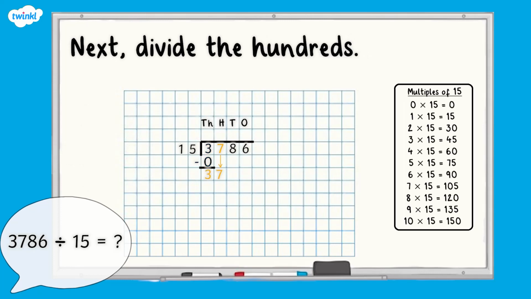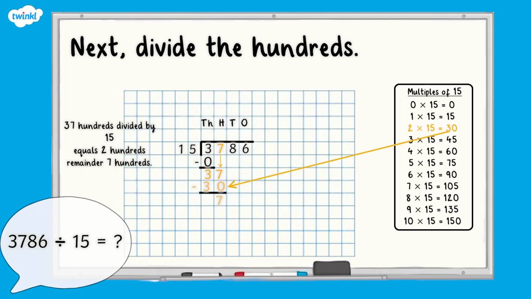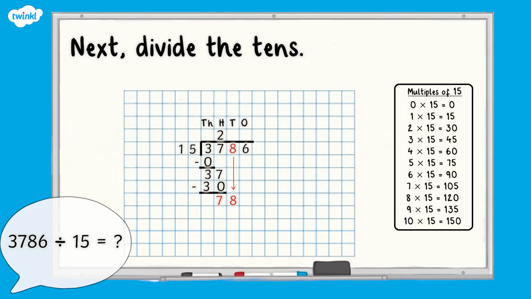Next, divide the hundreds. 37 hundreds divided by 15 equals 2 hundreds, and I have a remainder of 7 hundreds. So we write a 2 in the hundreds column of our answer. The remaining 7 hundreds are exchanged for 70 tens and added to the 8 tens from the 3,786 we started with, giving us 78 tens altogether. Next, divide the tens. 78 tens divided by 15 equals 5 tens with a remainder of 3 tens. So we write 5 in the tens column of our answer.